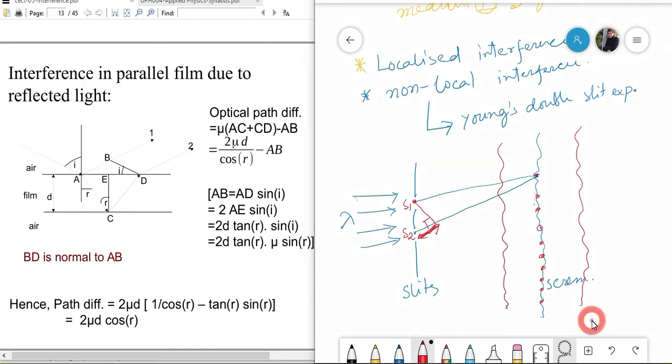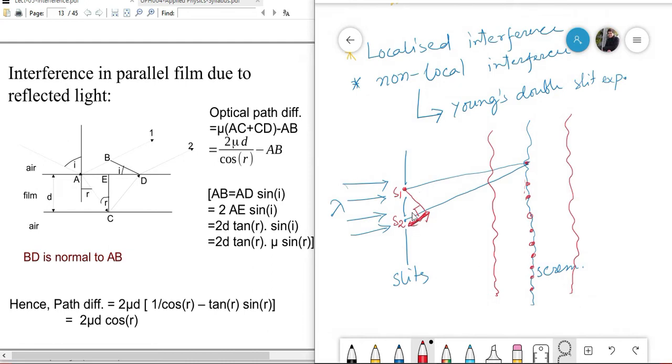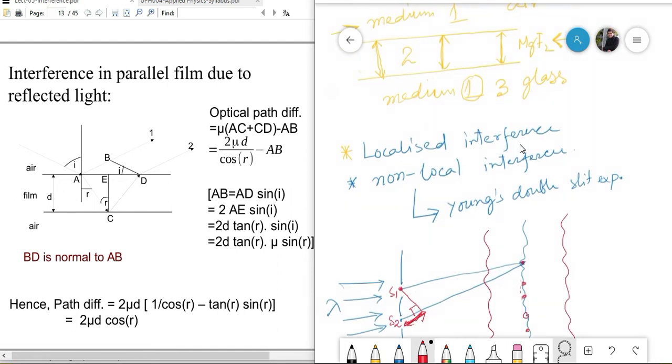However, for localized interference, the interference patterns or fringes are formed right where the path difference is getting created. So interference occurs just near the sources where the path difference is created, and that type of localized interference phenomenon we see in the case of thin films, whether it's a parallel thin film or a wedge shaped thin film. So for localized interference, the examples are the interference that you see in the case of a thin film, and we'll talk about this further.